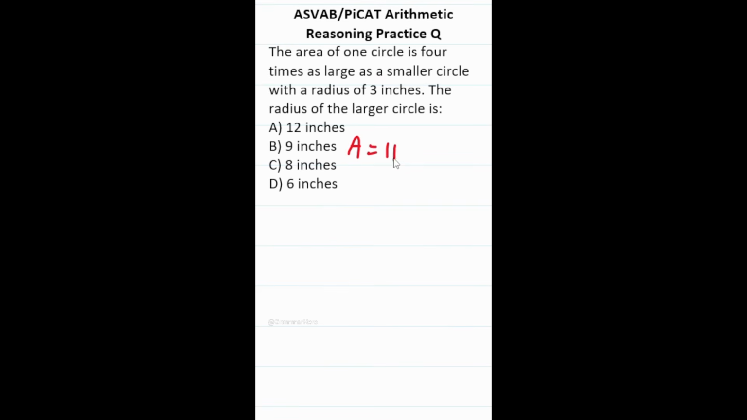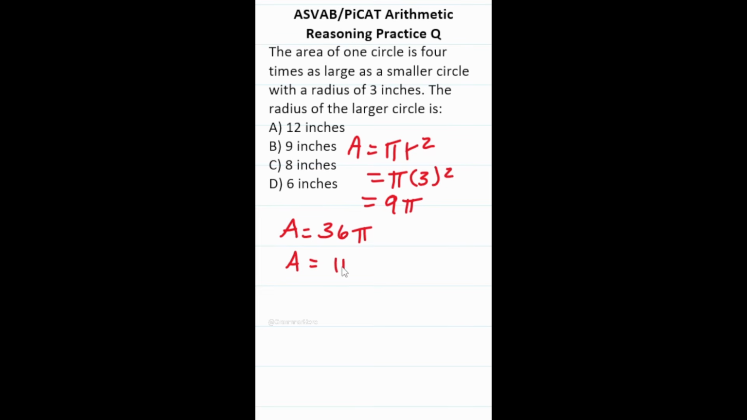So we got to start by finding the area of the smaller circle. That's area equals pi r squared. We know its radius is 3, so this is pi times 3 squared. 3 squared is 9, so the area of our smaller circle is 9 pi. We know the area of our bigger circle is 4 times that. 4 times 9 is 36, so our big circle has an area of 36 pi.